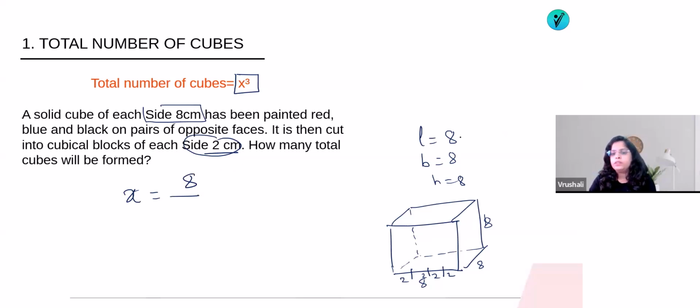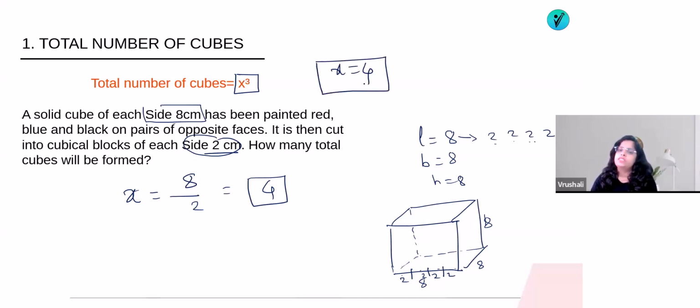So if I divide this 8 into parts of 2, how many 2s will be formed? x will be equal to 4, isn't it? 1, 2, 3, 4. That means it will be divided into 4 parts. So simply for this question, x is equal to 4. This is what you have to remember. How did we get this 4? 8 by 2.